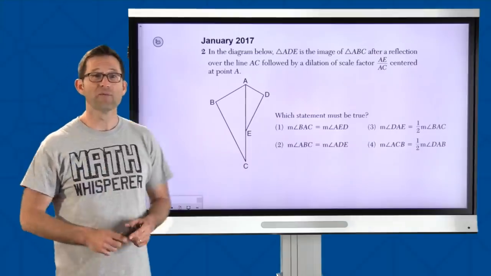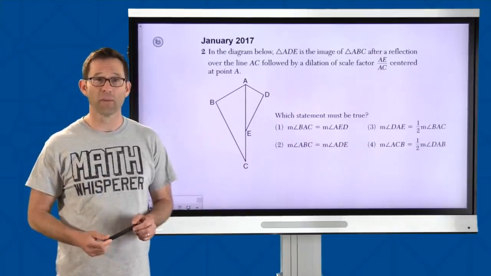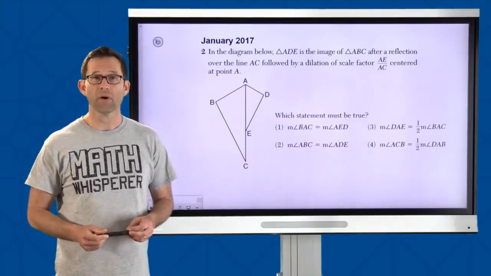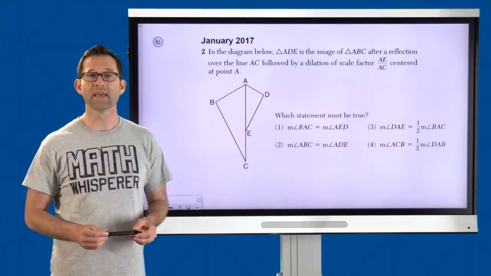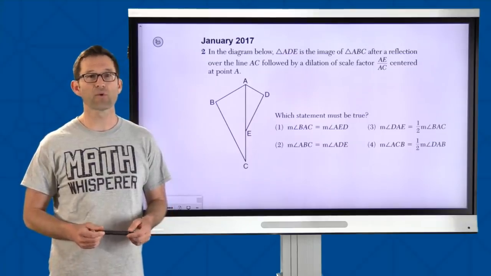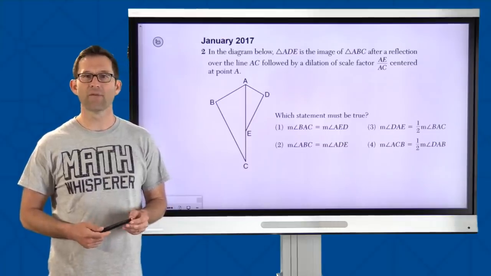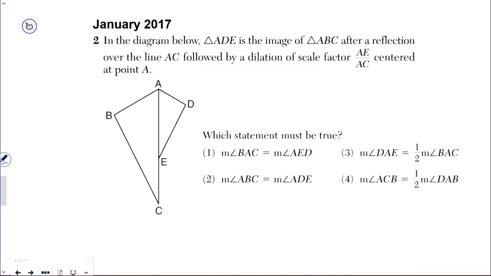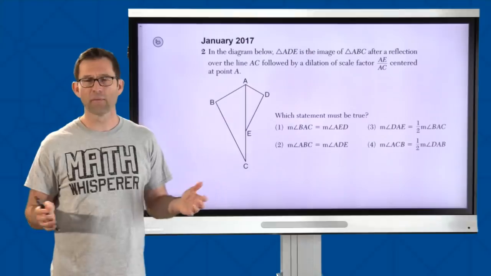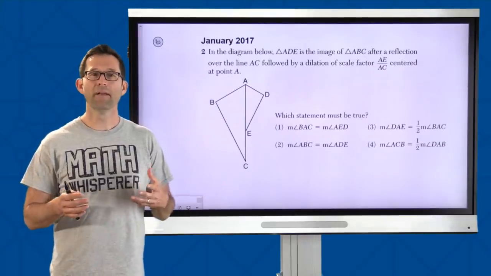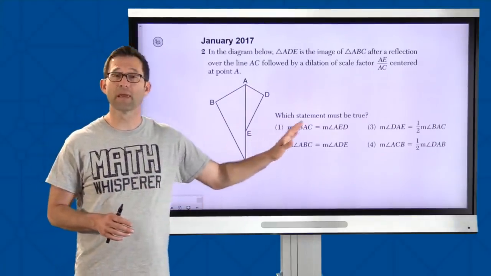Anyway, January of 2017, problem number 2. In the diagram below, triangle ADE is the image of triangle ABC after a reflection over the line AC, followed by a dilation with the scale factor AE divided by AC centered at point A. All right, they've given us a lot of information here, more than we really need to know, but they then ask us which of the following statements must be true.